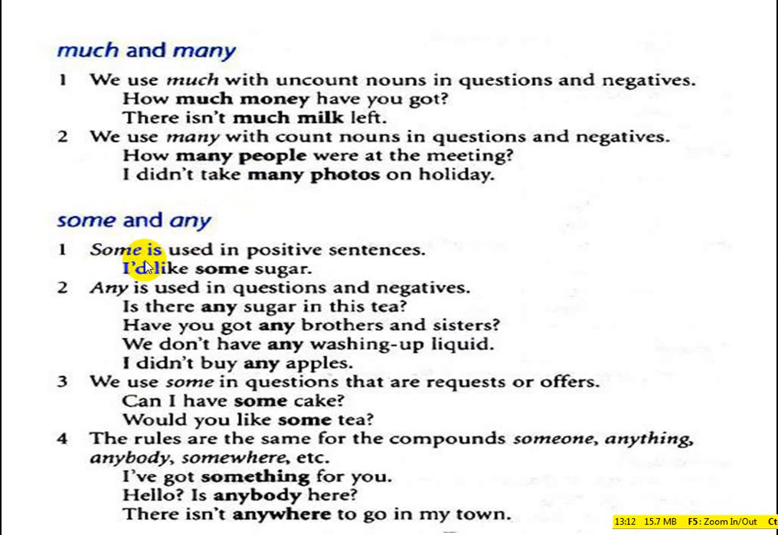Some and any. Some is used in positive sentences. For example, I'd like some sugar. Any is used in questions and negatives. Is there any sugar in this tea? Have you got any brothers and sisters? We don't have any washing up liquid. I didn't buy any apples.